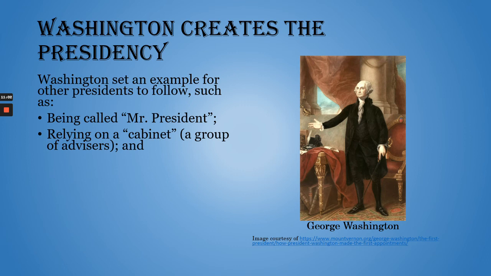Second, he relied on a cabinet. This is a group of advisors. The president still does that. Now, in current days, the president's cabinet is much, much bigger than Washington's was. In a minute, we're going to talk about Washington's cabinet. It was made up of 4 people.